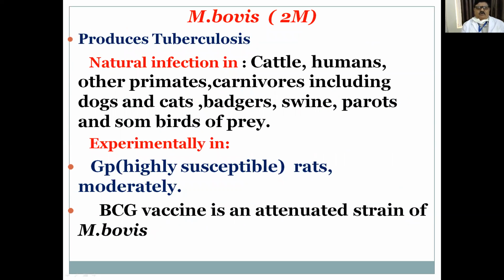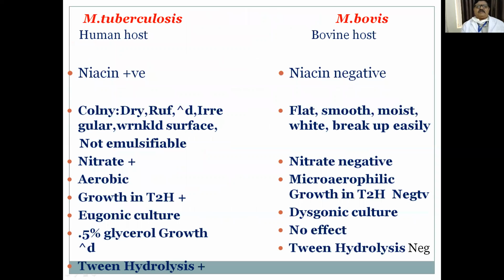If you think about bovis, natural infection occurs in cattle, humans, and other primates. Experimentally, guinea pigs are highly susceptible, rats moderately, and the BCG vaccine is an attenuated strain of Mycobacterium bovis. So when you are asked to write a short note on Mycobacterium bovis, you can write about the special features of M. bovis and also add that the BCG strain is nothing but an attenuated strain of Mycobacterium bovis.